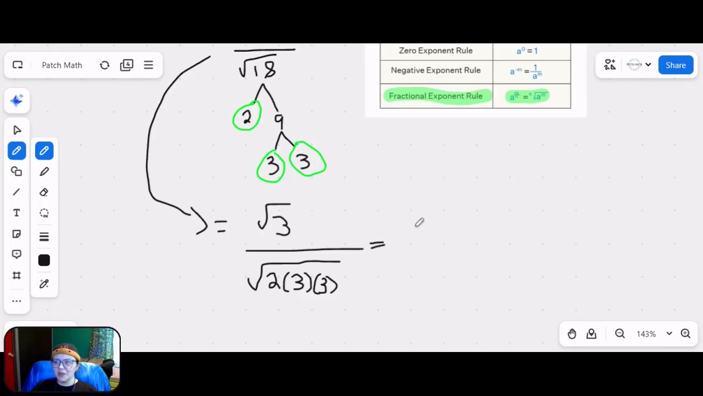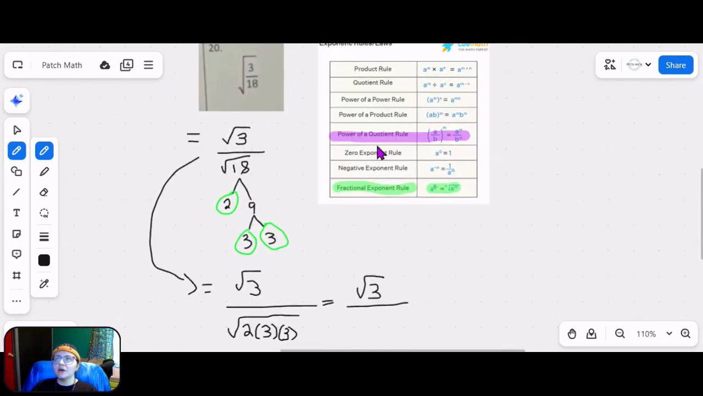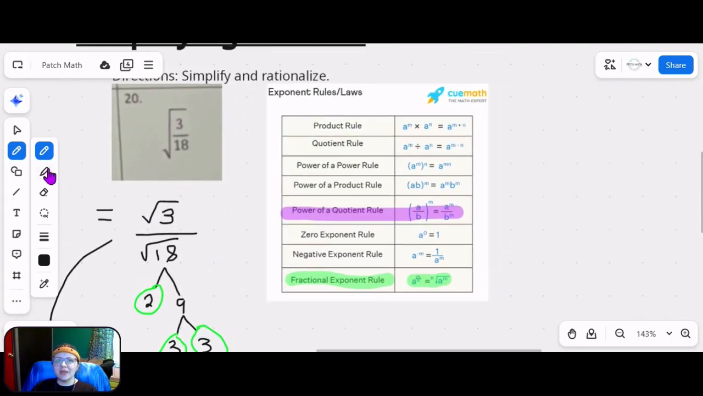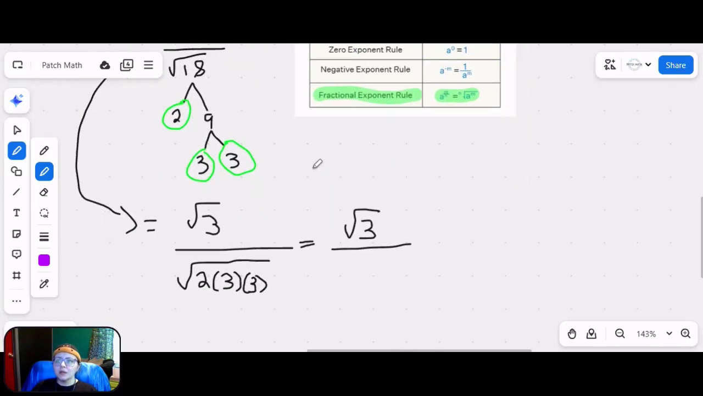Here, that radical 3 in the numerator, we're going to leave unchanged. But that denominator, we can organize things. We know that square roots undo squares. We also have a power of a product rule that says if we have a product being raised to a power, that product being on the inside of our parentheses, that power comes into each factor.